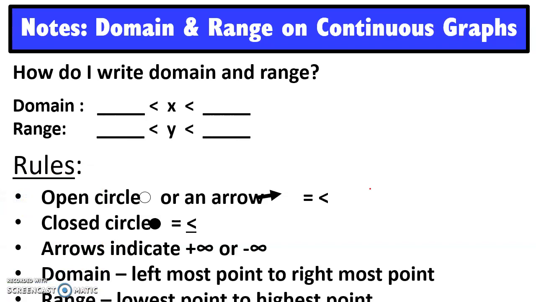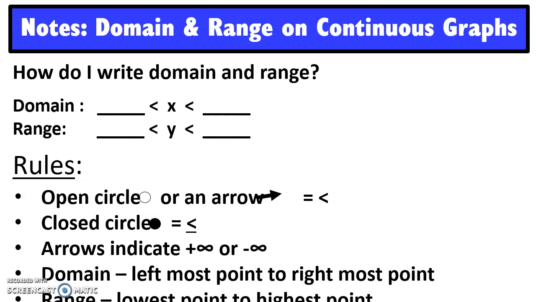All right, so how do I write Domain and Range? Your domain is going to be written some number, which is why there's a blank, less than x, less than some number, because domain is all of your x values. Range is going to be written some number, less than y, less than some number, because again, range is all of your y values. Now, my PowerPoint's looking slightly askew here, but we'll make ourselves get through it. So along with how do you write domain and range, you need to write these rules down, and I'll add to it a little bit.